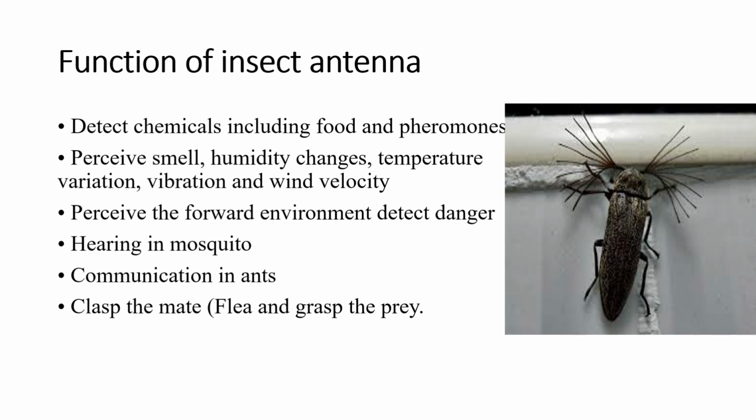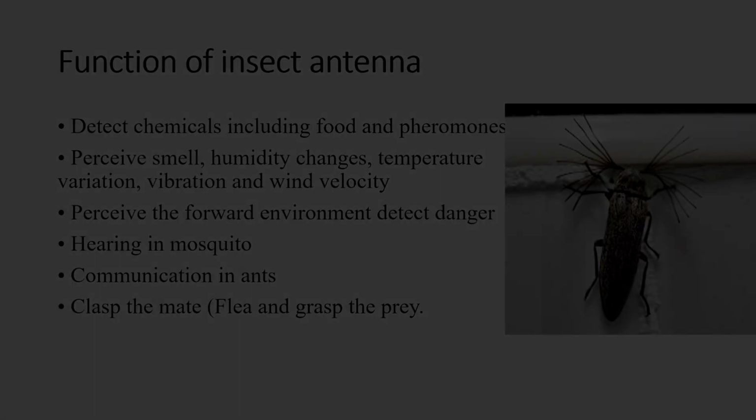And let's go to the next topic, the function of an antenna. What is the function of the antenna? The function is to detect chemicals including food and pheromones, perceive smell, humidity and temperature, perceive the environment ahead, detect danger, and hearing in the mosquito, and communication in ants. For example, it clasps the mate, flea grabs prey.